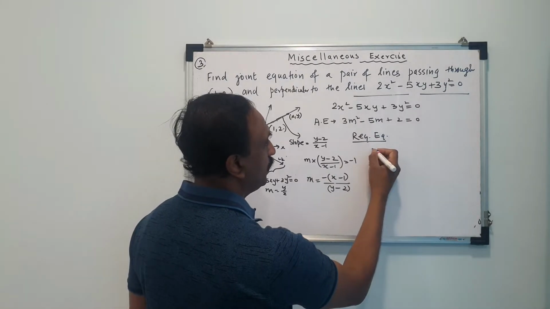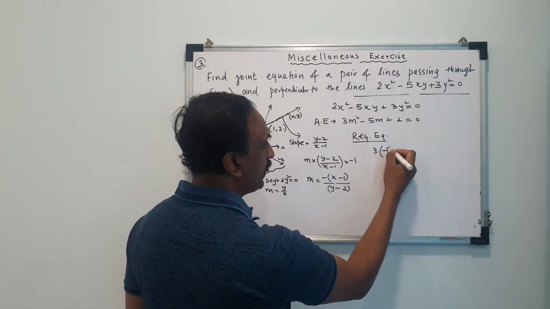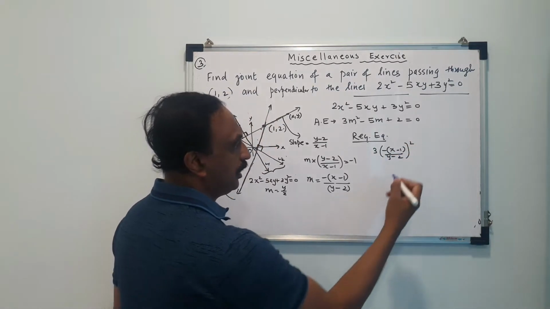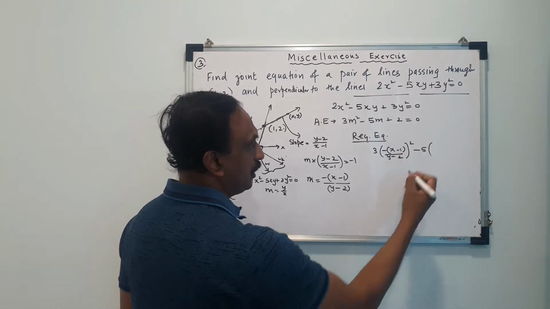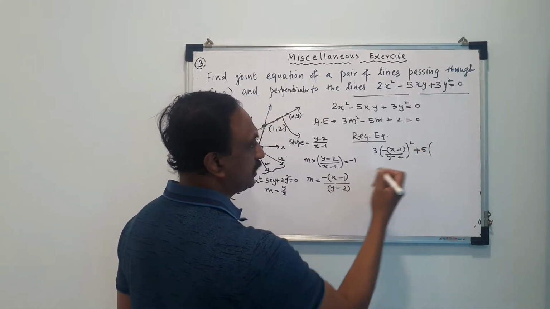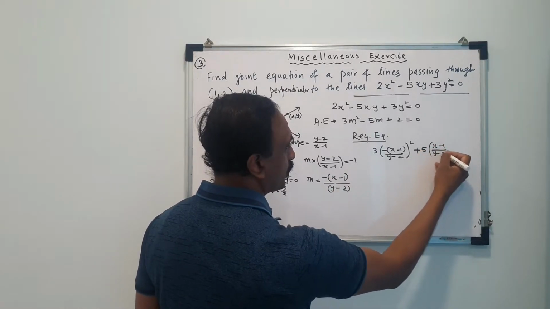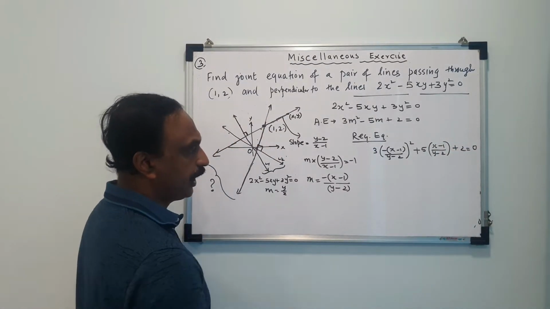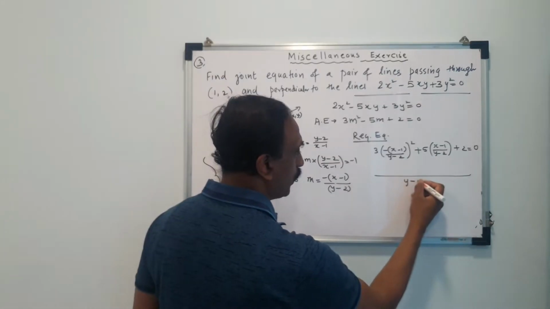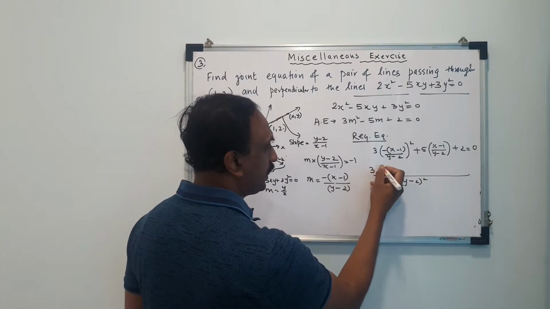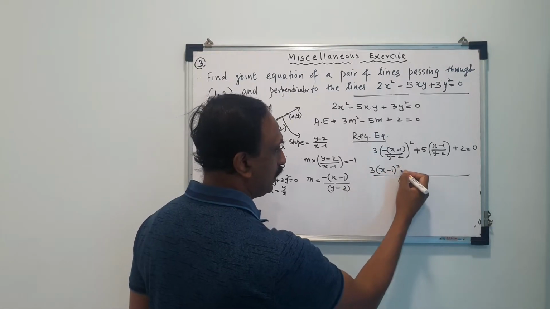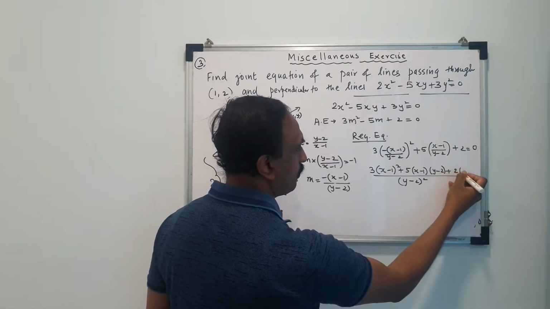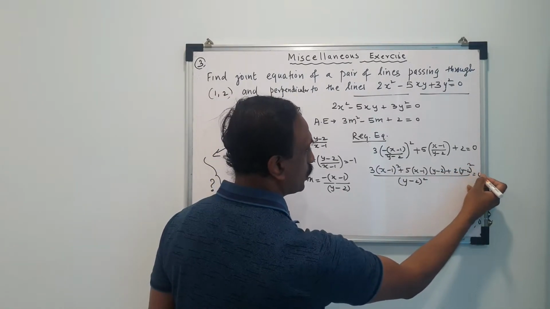So my answer would be 3 into [minus (x minus 1) upon (y minus 2)] the whole square, minus 5 times minus of minus, I'll make it plus, (x minus 1) upon (y minus 2), plus 2 equal to 0. Now taking (y minus 2) the whole square as the LCM, 3 times (x minus 1) the whole square, 5 times (x minus 1) into (y minus 2), plus 2 times (y minus 2) the whole square equal to 0.